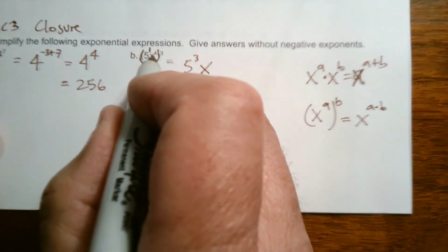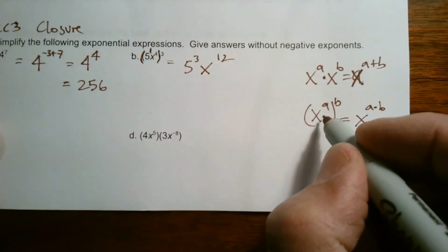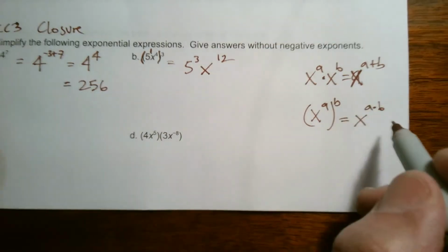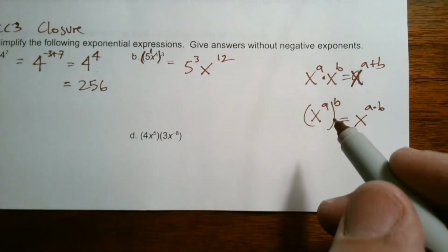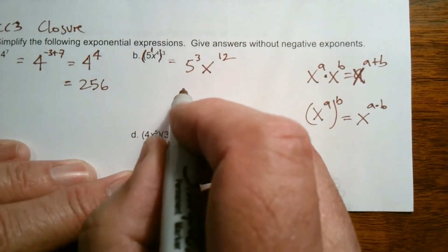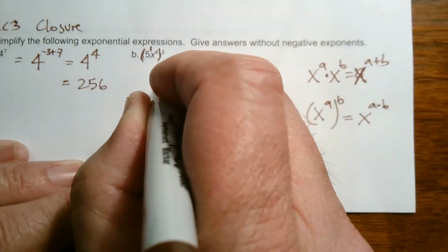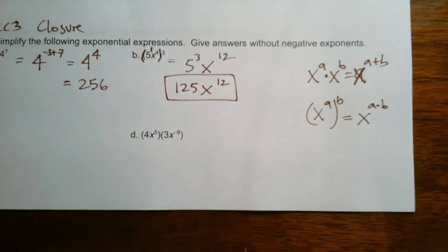It is x to the fourth, but according to my rule, I would make it x to the 12th because it's a power to a power. When you multiply a power to a power, you multiply the exponents. So if I clean this up, 5 to the third means 5 times 5 times 5, which is 125, x to the 12th. And that's as simplified as possible.